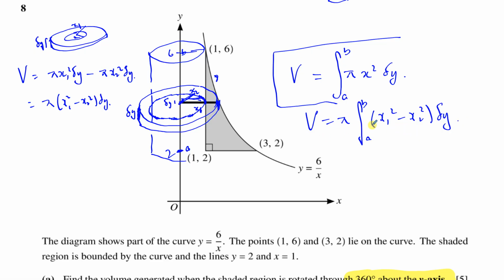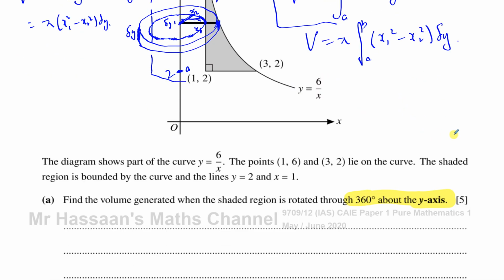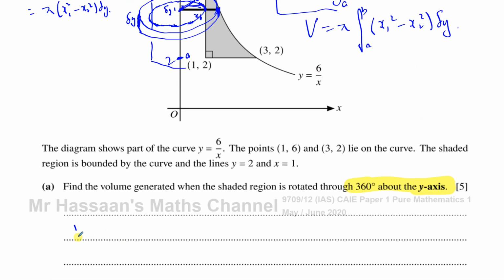So that's why I like to teach this method, so people understand. It's like, you know, you have a situation like this. So whatever happens to the second line, whether it's a straight line or a curve, it will apply to that. So I'm going to use this formula: V equals pi times the integral of x1 squared minus x2 squared, with respect to y, between the limits a and b.